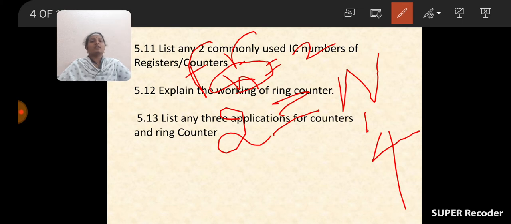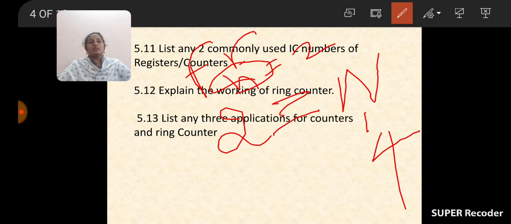But asynchronous is simple in construction, while synchronous is somewhat difficult in construction. Both are able to provide counting in positive to negative directions, meaning 0 to 9 and 9 to 0, 0 to 15 and 15 to 0. Upward direction is there as well as downward direction.